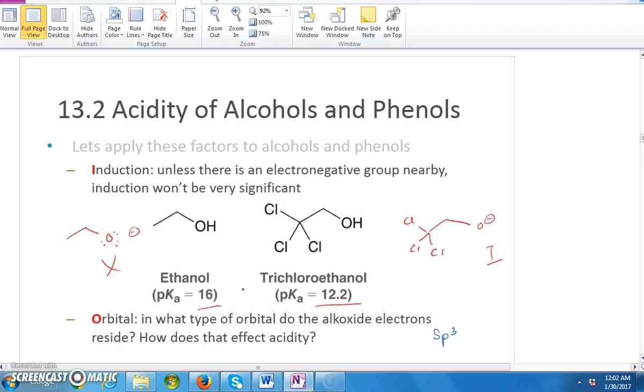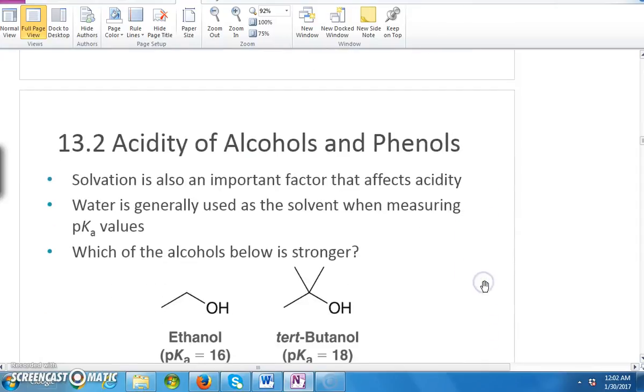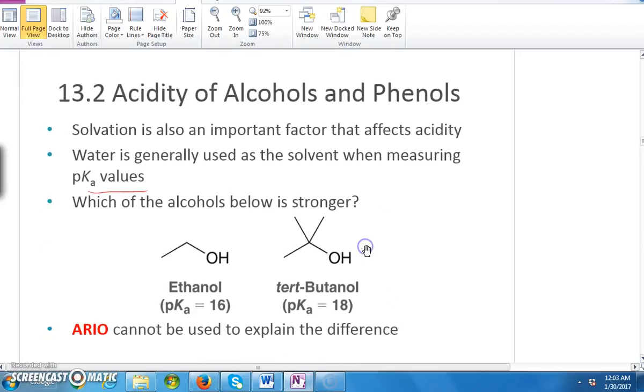What type of orbital do the alkoxide electrons exist in? Of course, they exist in an sp3 hybrid orbital. Now, solvation is also an important factor that affects acidity. Water is generally used as a solvent when measuring the pKa values. So if you ask which of the alcohols below is stronger, to be able to determine the stronger alcohol, we need to consider the conjugate base.